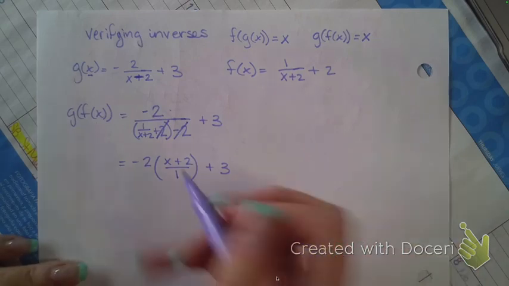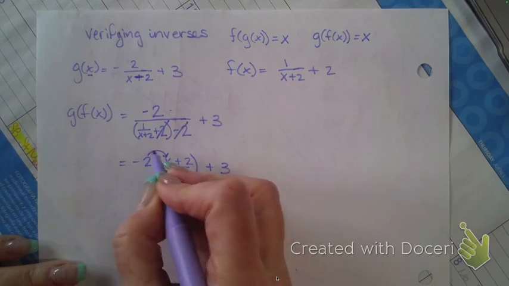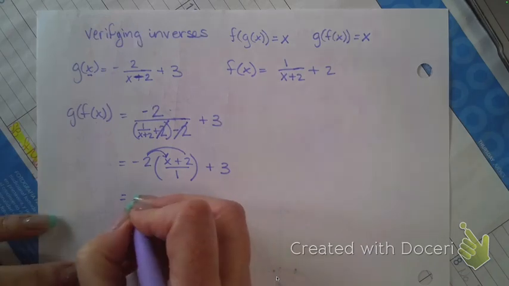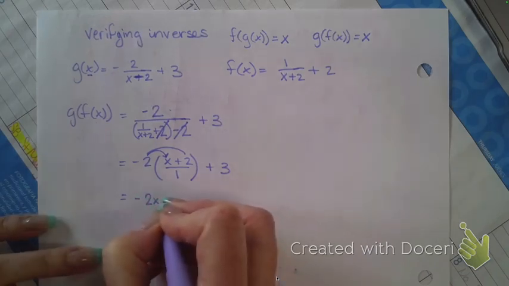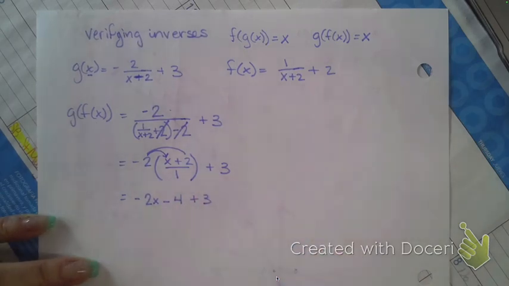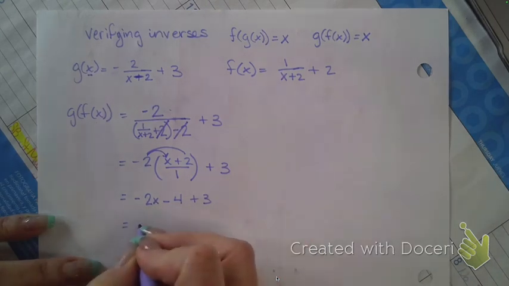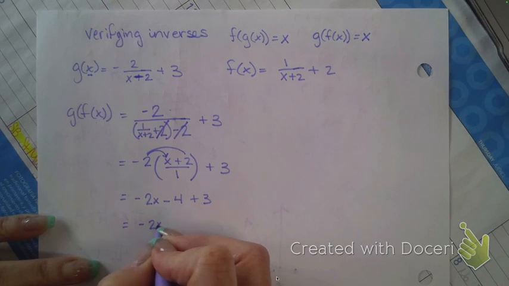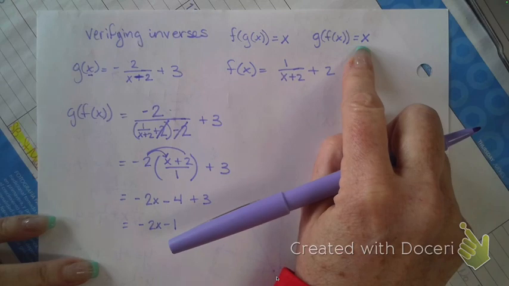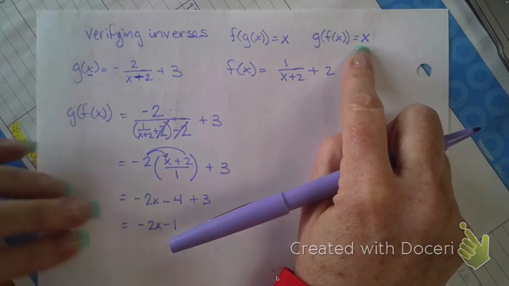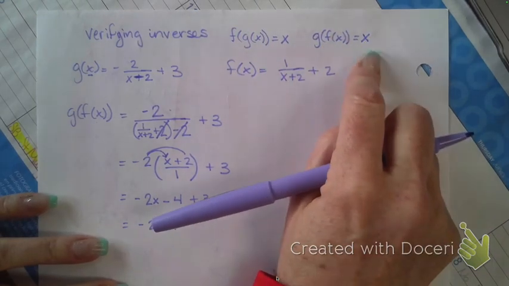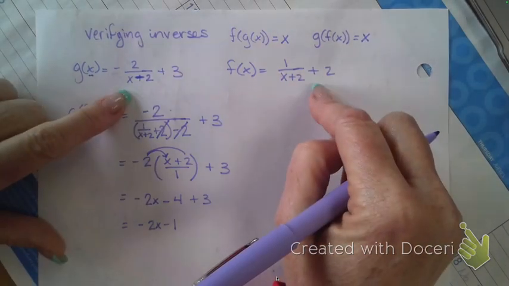Okay. Then math tells me I have to do what? Distribute. So I have negative 2x minus 4 plus 3. So what's that give me? Negative 1. So negative 2x minus 1. Did that reduce to x? No. We're not done. F of g of x has to be x. G of f of x has to be x. Now, it's not inverses if I did it right.